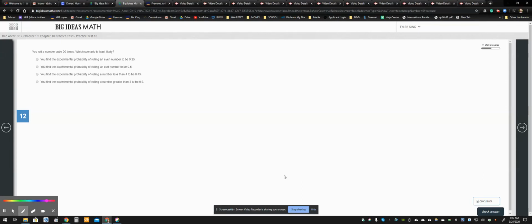Okay, so looking at this, we have you roll a number cube 20 times. Which scenario is least likely? Okay, so we roll a number cube 20 times. You find the experimental probability of rolling an even number to be 0.25. Okay, so rolling an even number, our theoretical probability should be 1/2, or 10 out of 20 times, which would be 0.5, which is very far away from 0.25.